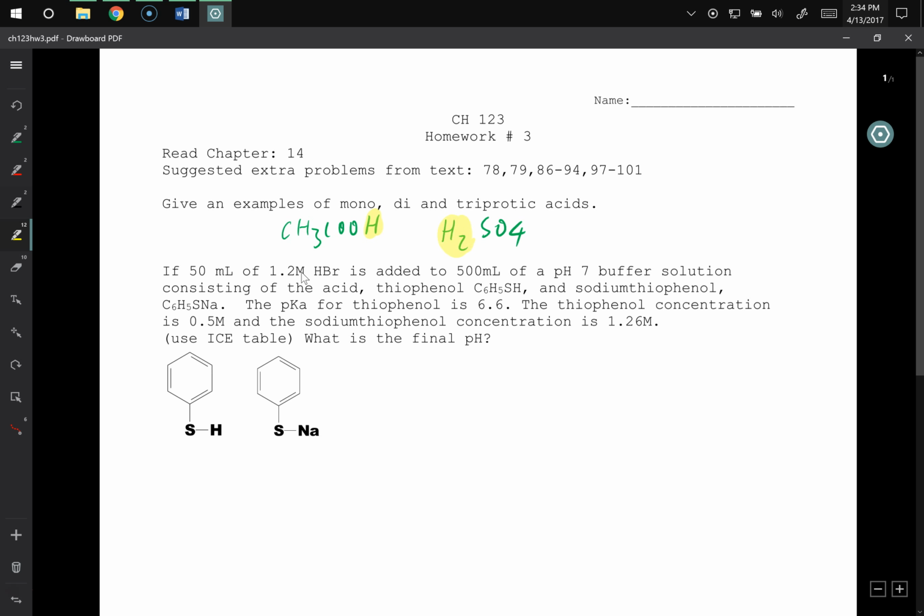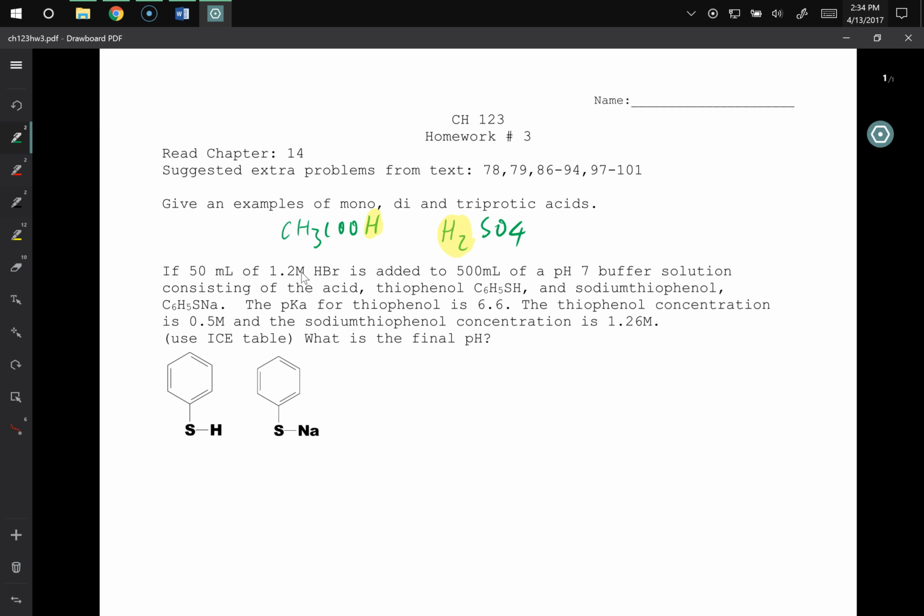This is a special diprotic. Why? Yeah, that's what diprotic means. But why is this a special diprotic? Carbonic is a diprotic acid. Why is this a special diprotic? The first one's strong, and the second one's not strong.